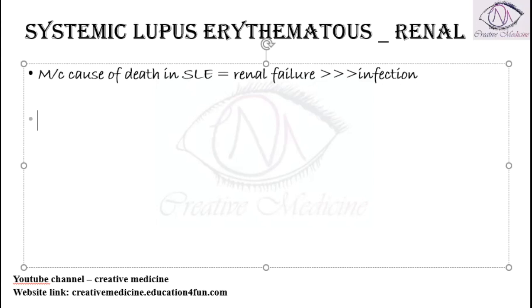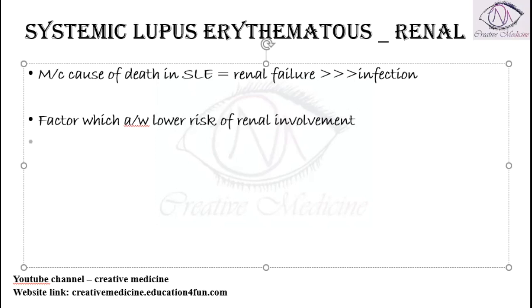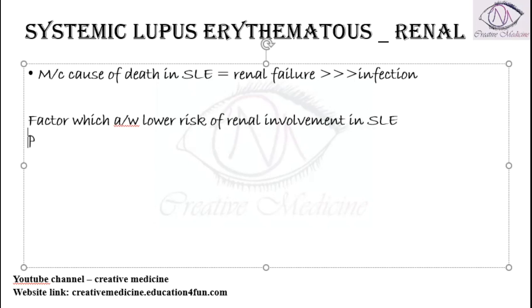Then if you were asked about the factor which is associated with lower risk of renal involvement in SLE, it is actually the presence of anti-La antibody, or Sjogren syndrome B antibody. If it is present, then it is associated with lower risk of renal involvement.